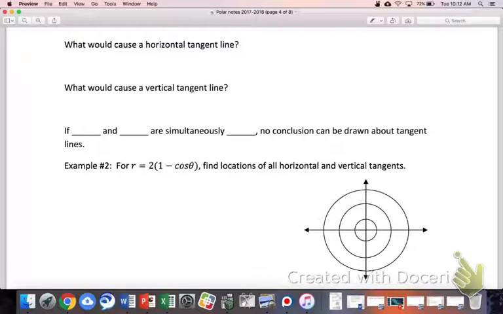How would you express that? If you're looking for a horizontal tangent line, so many of these graphs do have horizontal tangent lines, right? The slope of the tangent line is 0. Okay, so that is definitely correct.